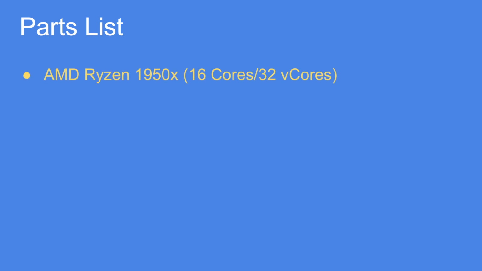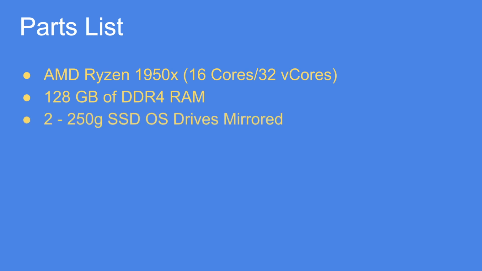So from a parts perspective, talking through my virtualization server, what I started with is an AMD Ryzen 1950X processor, which gave me 16 cores and 32 vCores. On that, I've got 128 gigs of RAM. I've got two 250 gig SSDs for the OS. They're mirrored. Then I've got a couple 1 terabyte Intel NVMe drives, and this is where I host a lot of the storage for my virtual machines.